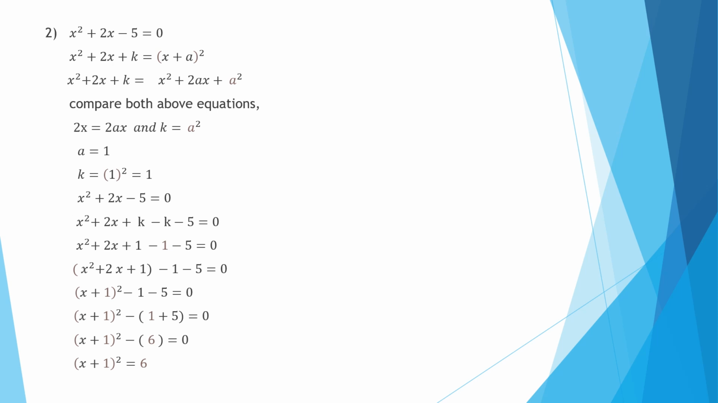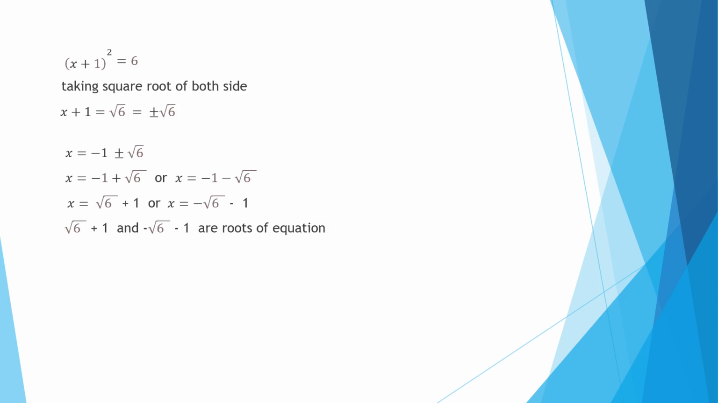Then x plus 1 square minus, here we write minus outside the bracket, and in the bracket we write 1 plus 5. This minus 5 becomes plus 5 is equal to 0. Then x plus 1 bracket square minus, 1 plus 5 is equal to 6. So we write 6 here is equal to 0. x plus 1 bracket square is equal to this 6, minus 6 becomes plus 6.